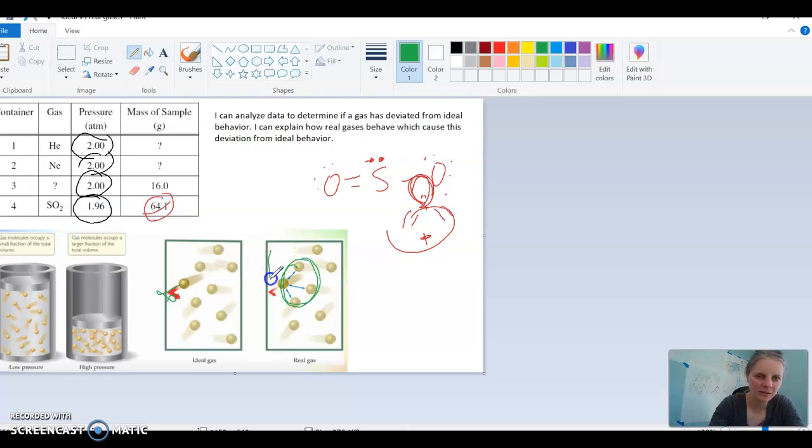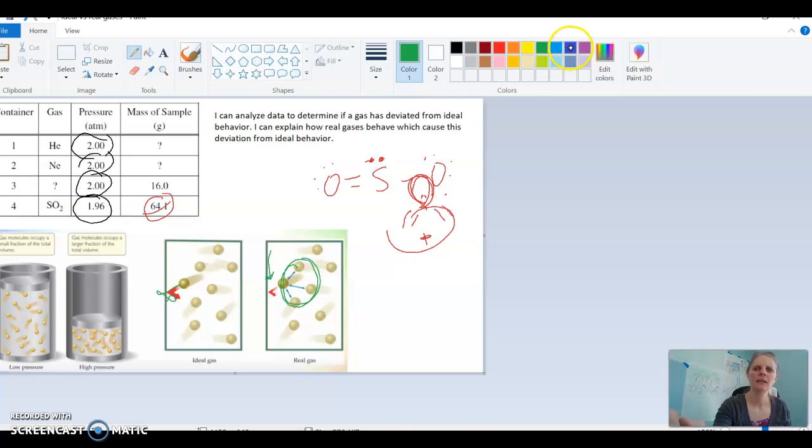You can take a look at the size of the arrows. The arrow here is very small, a red arrow, compared to the large arrow on the ideal gases. The arrow on the real gas is smaller because it's being held back by the gases around it, because it's polar and attracted to them. So the more polar or the higher IMFs that you happen to have, the less ideal behavior you will have.